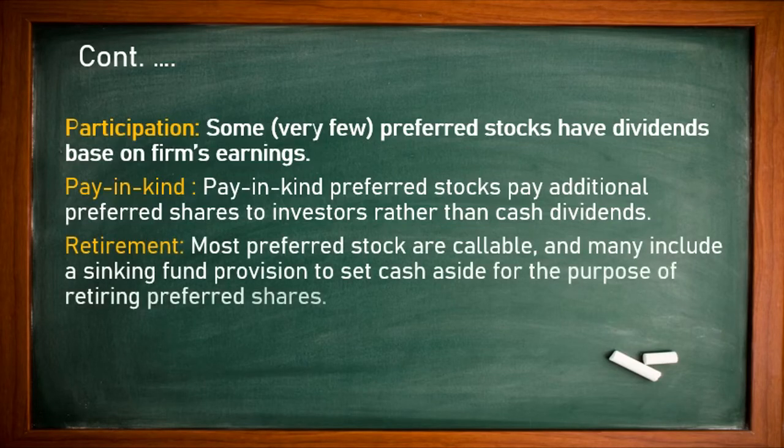Retirement: most preferred stocks are callable, and many include a sinking fund provision to set cash aside for the purpose of retiring preferred shares. It means the company can call the shares, ask holders to return them, and return the money to the shareholders. So the retirement condition is also mentioned when companies issue preferred stocks to holders.